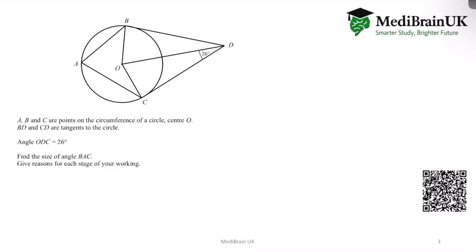With multi-step circle theorems questions, it's about spotting which rules are being used. Can you spot what's happening in the question? The easiest ones: whenever you see a radius, spot the radius meeting a tangent, you know it's 90 degrees.